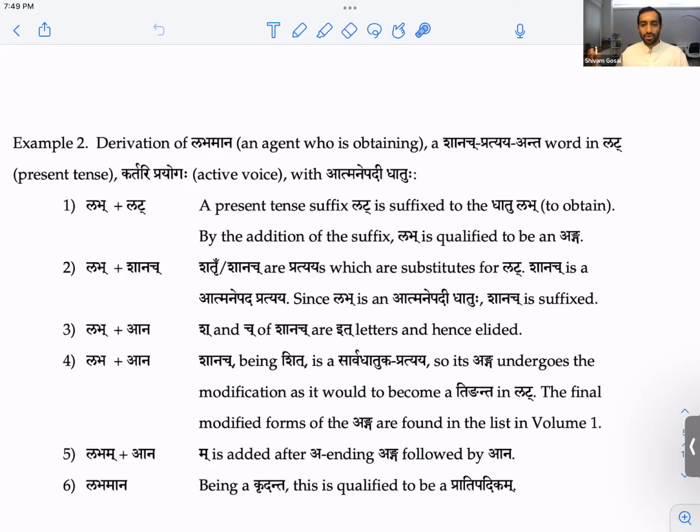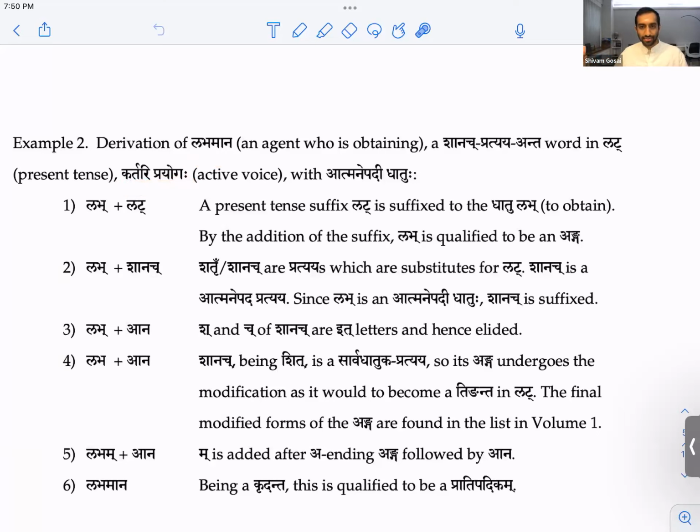Okay, so you have to see the Prayoga, and that's going to tell you whether it's Kartari, we're talking about the agent. Think of the word Karta: Kartari, or Karmani, which refers to the object. So I wanted to backtrack there. If this was in Karmani Prayoga, it would be Labhyamana. First of all, let me just pause. This is Kartri Prayoga, so it's Labhamana. If it was Karmani Prayoga, it would be Labhyamana, and it would be an object which is obtained. So we can see it, but then it would be a little bit different.